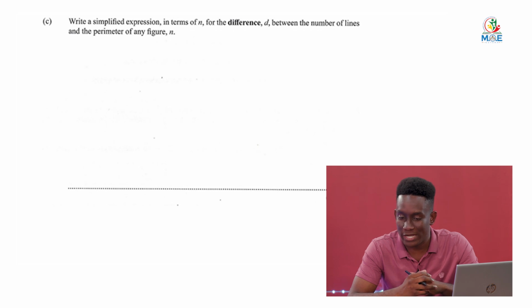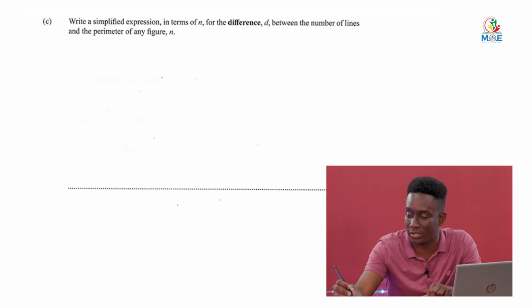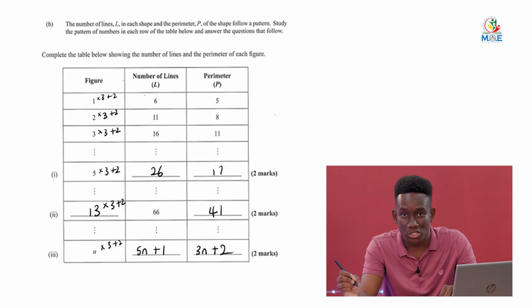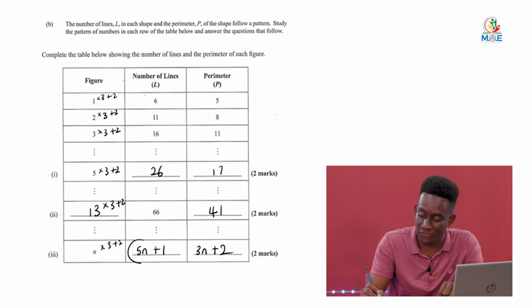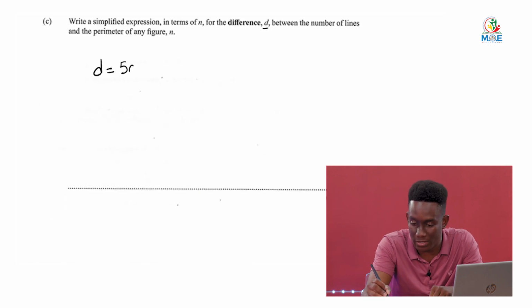This one says, write a simplified expression in terms of n for the difference d between the number of lines and the perimeter of any figure n. So I want to show the difference between the number of lines and the perimeter. And they want the difference to be d. So this would be d is equal to, so the number of lines would be 5n plus 1.